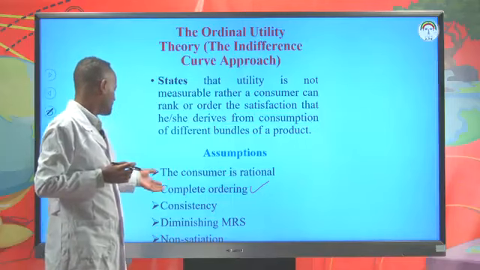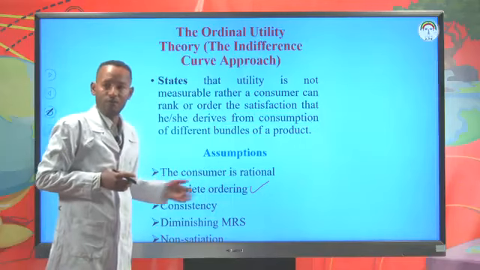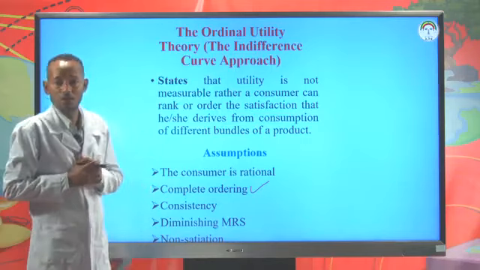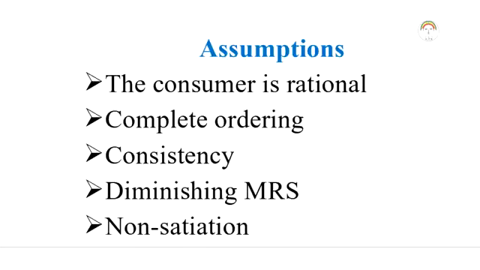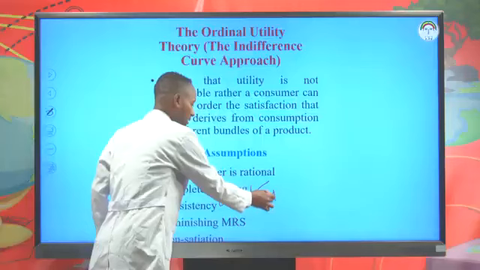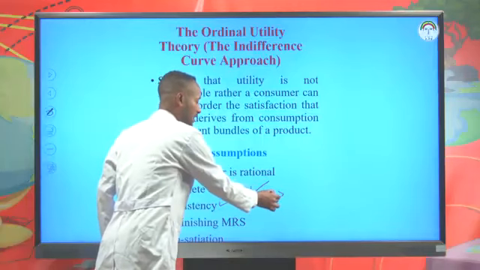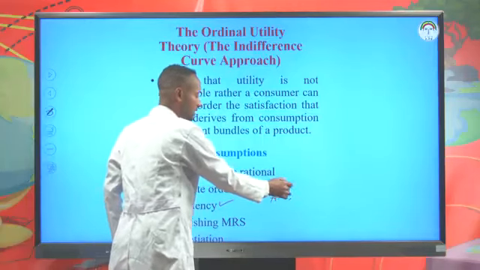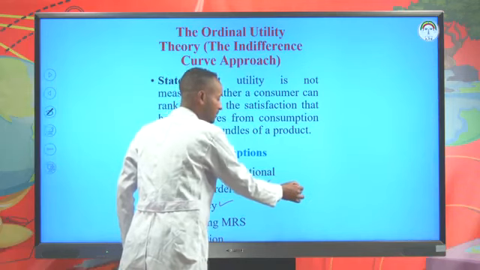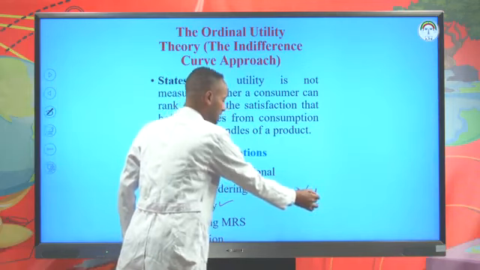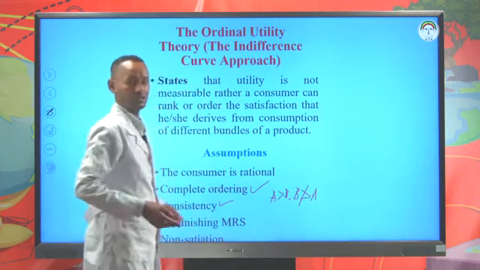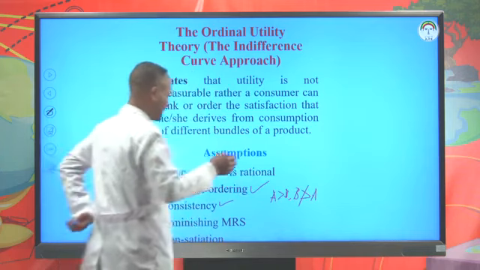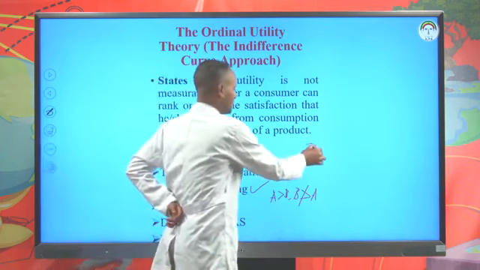The other assumption, or precondition, that must be fulfilled for the ordinal utility theory is consistency. That means if a consumer prefers bundle A to bundle B, then at the same time he must not prefer bundle B to bundle A. This is consistency. The other assumption is transitivity.